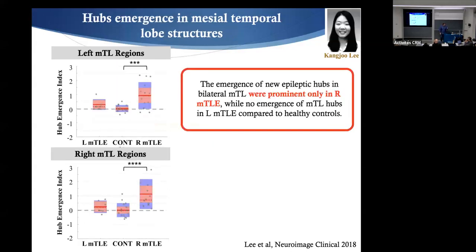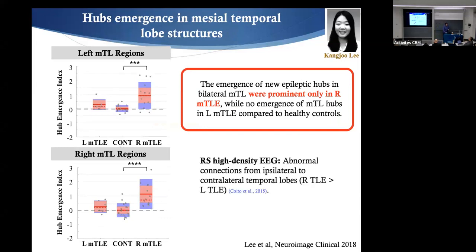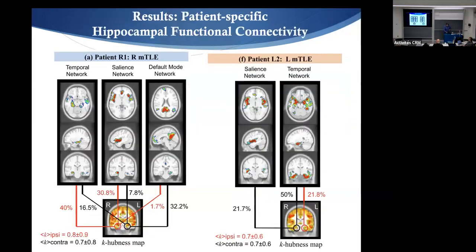And something new that we found is we looked also at the hub emergence index. Are we creating new hubs? And it turns out that it's only in the right temporal lobe epilepsy, not in the left temporal epilepsy, that we are creating new hubs. This was actually in concordance with an EEG study showing that we have abnormal bilateral connections more in the right TLE than in the left TLE. So that was interesting.